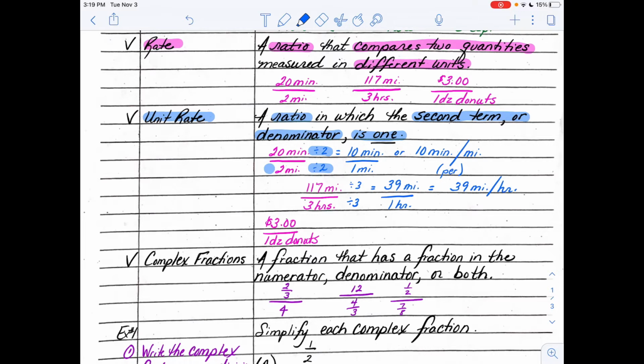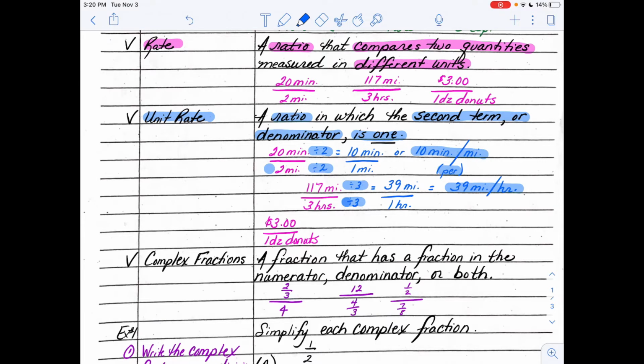Or many times you will hear people say, oh, what was your time in PE? Oh, I got a 10-minute mile, 10 minutes per mile. That is a unit rate. And that little line there for that fraction stands for the word per when I'm talking about those ratios or those rates. Same thing with the other one, LA, 117 miles in 3 hours. Well, get that bottom to be a 1, so divide top and bottom by 3, and I get 39 miles over 1 hour. Or how fast I was going is at 39 miles per hour.